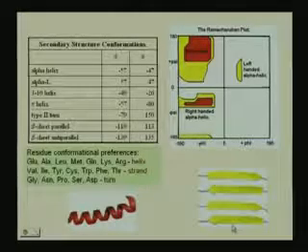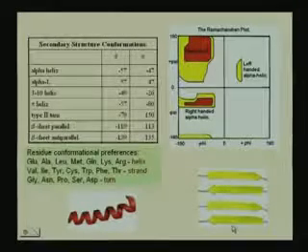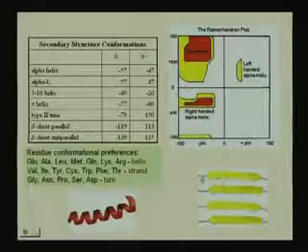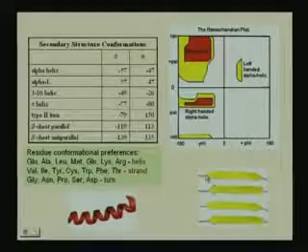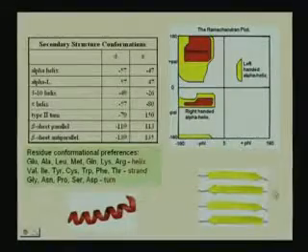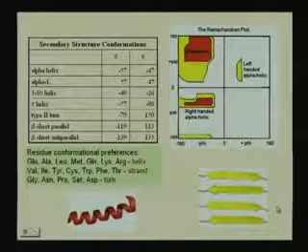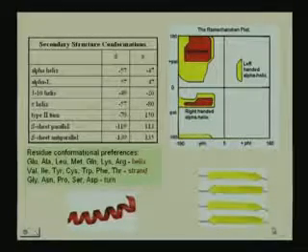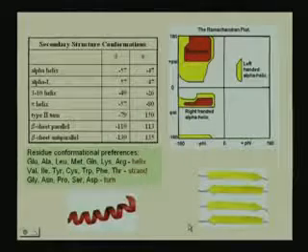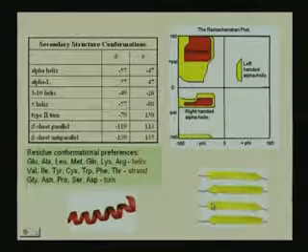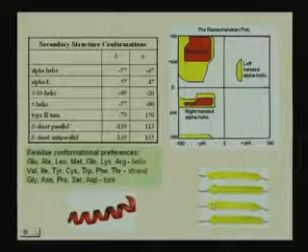What do I have here? I have an anti-parallel beta sheet. Why? Because one of my strands is in this direction, the other is in this direction, then the next one is in that direction, and then I have one in this direction. So, this would be an anti-parallel beta sheet.